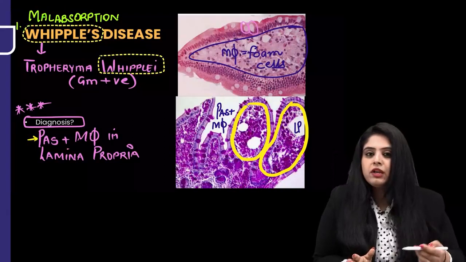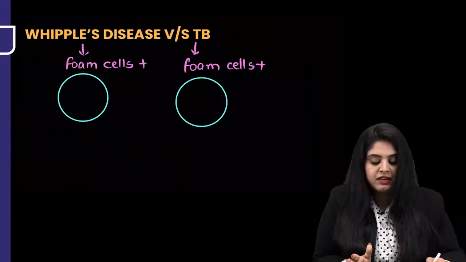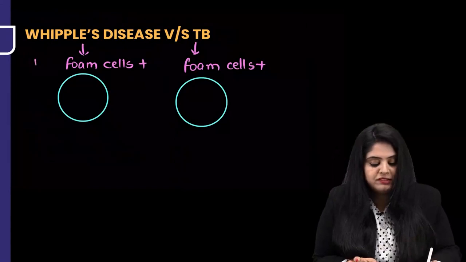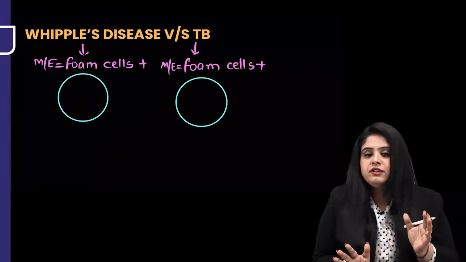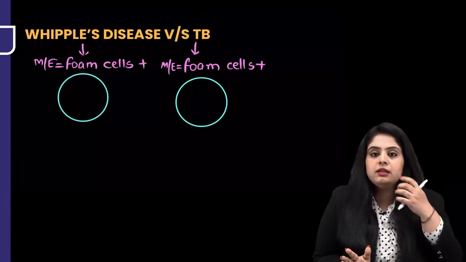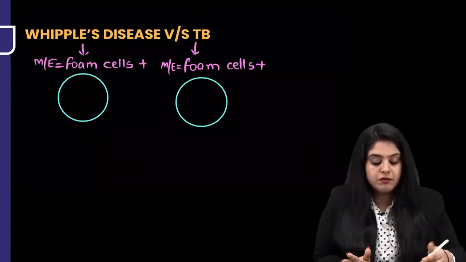So please note, when I'm talking about intestine and the examiner says foamy cells are seen microscopically, there are two things that should be coming to your mind. Either it is Whipple's or it is TB. How do I prove it? And in our country, of course, TB is important. TB of the intestine is much more common than Whipple's.